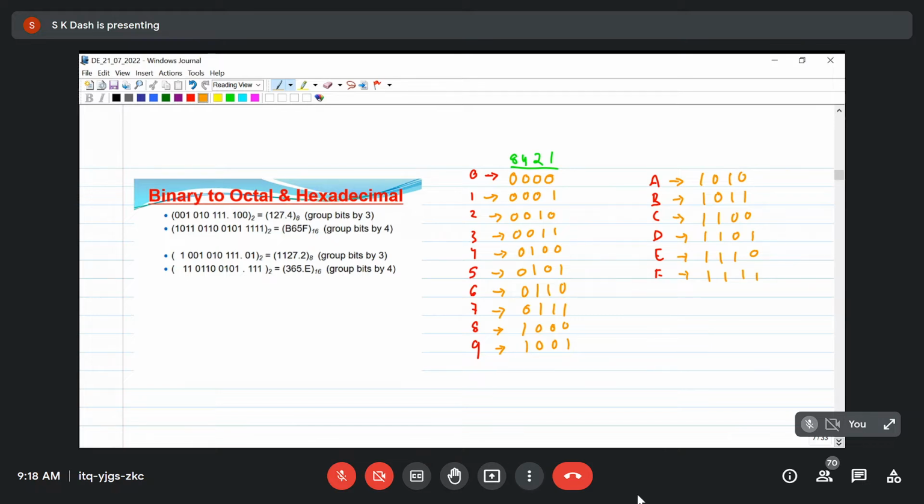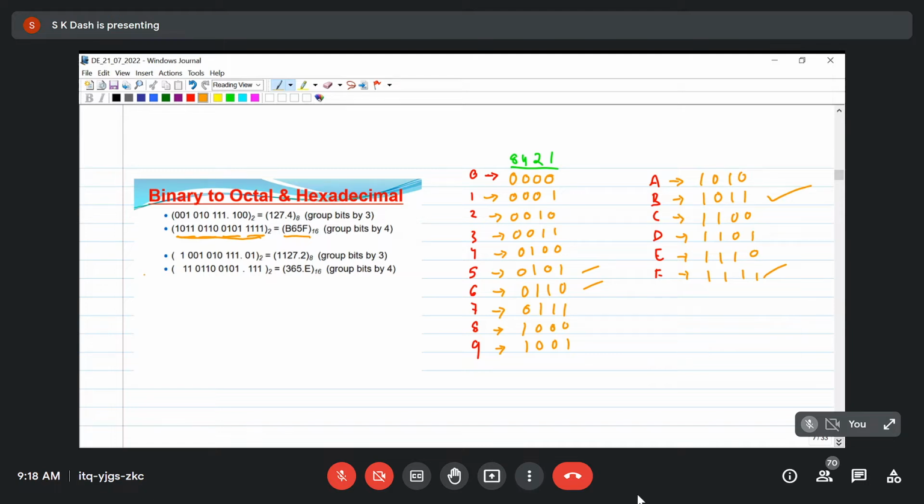Okay. Now exactly the same trick here. Because it is hexadecimal, we need to make a group of 4 bits. This example is given here. So again we'll start from the least significant bit and form a group of 4. The first is 1011. You can check here, this is B. Then 0110, this is 6. Then 0101, this is 5. Then 1111, this is F. So this binary number is equal to B65F in hexadecimal.